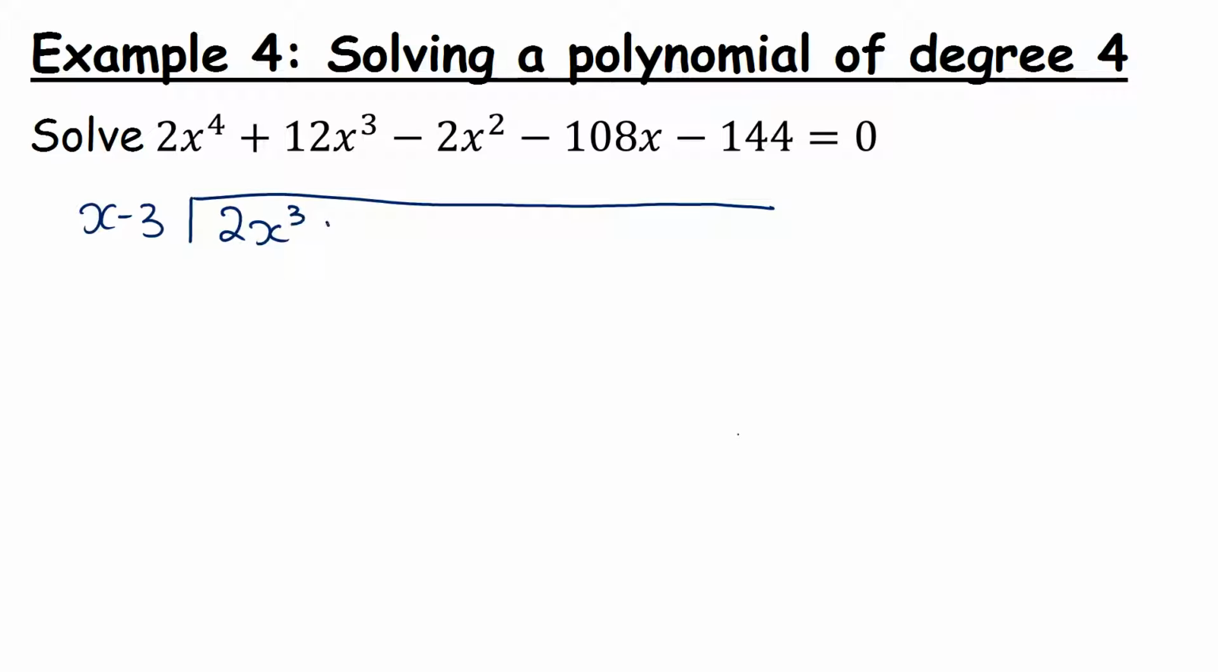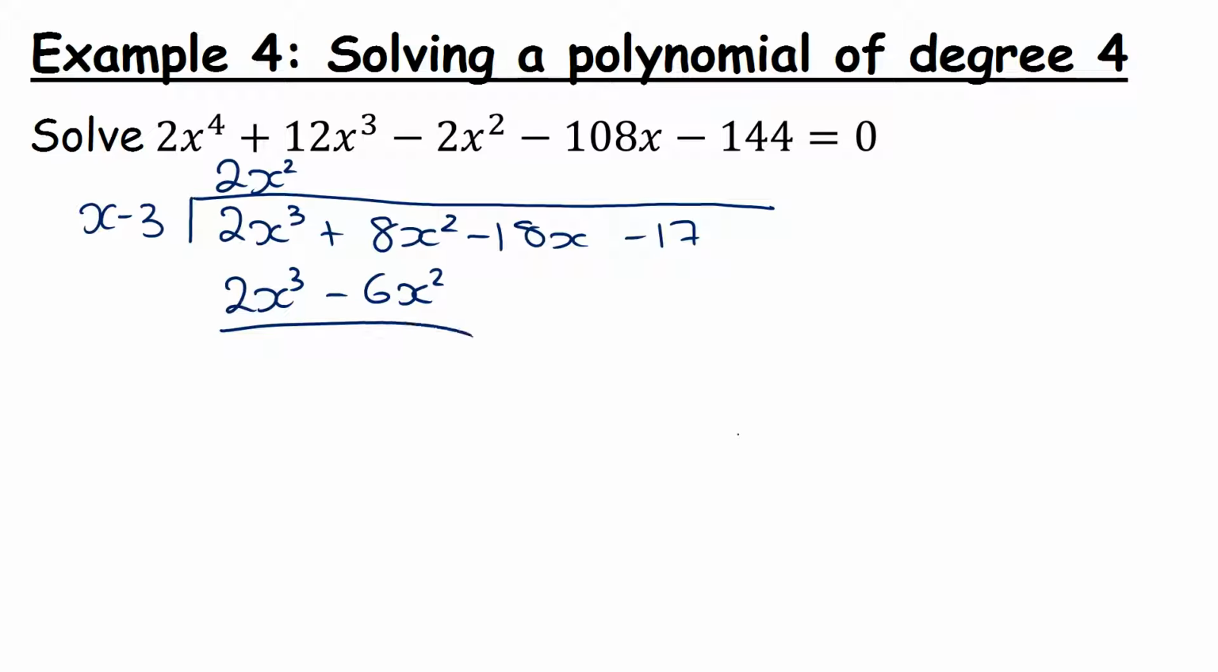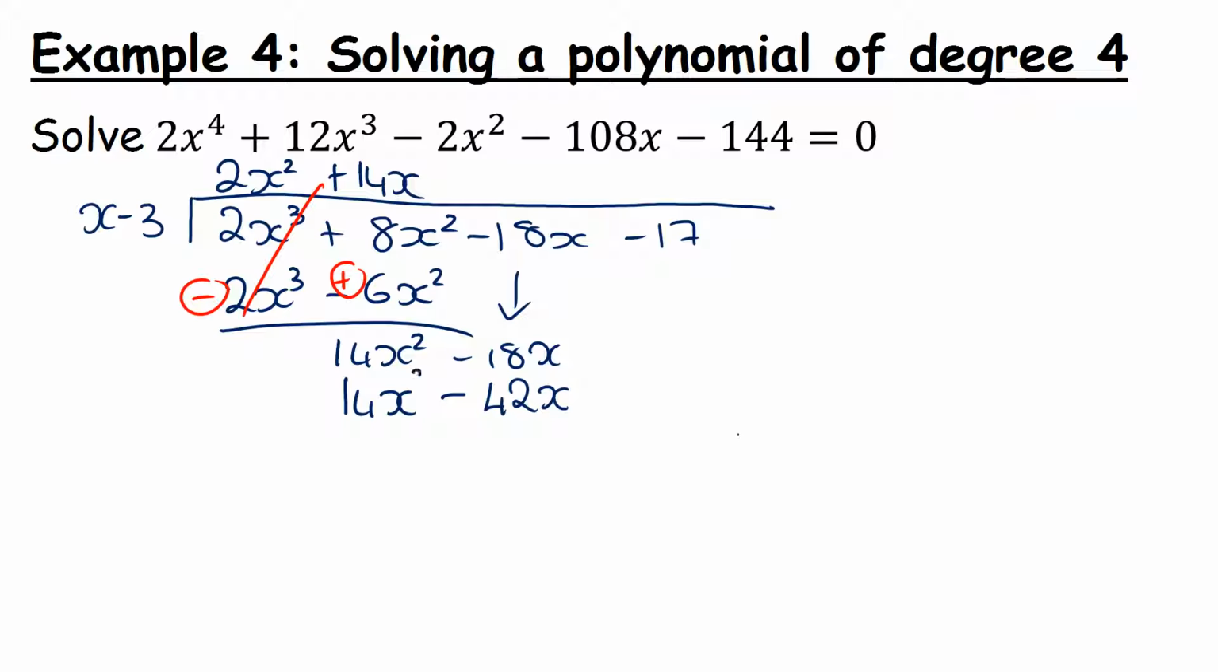So 2x cubed plus 8x squared minus 18x minus 72. This goes in 2x squared, which is 2x cubed minus 6x squared. And we're going to subtract. So we get 14x squared, bring down the minus 18x. This goes in 14x times, so we'll have 14x squared, and we'll have 42x, and then we take that away.